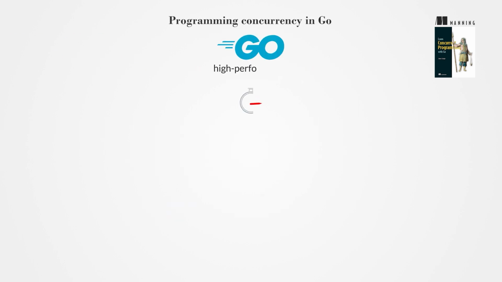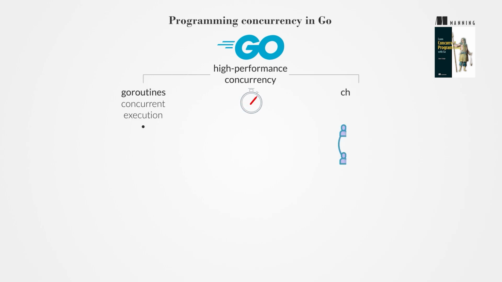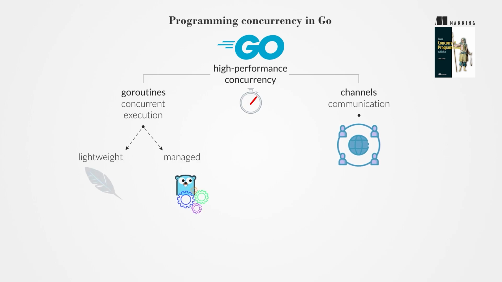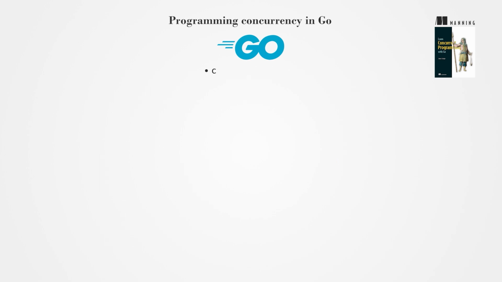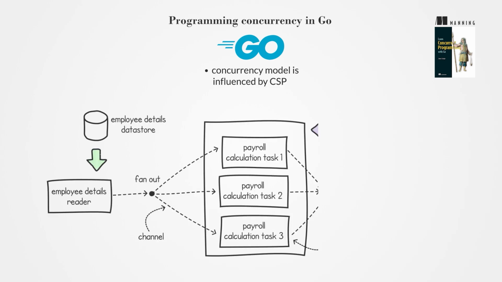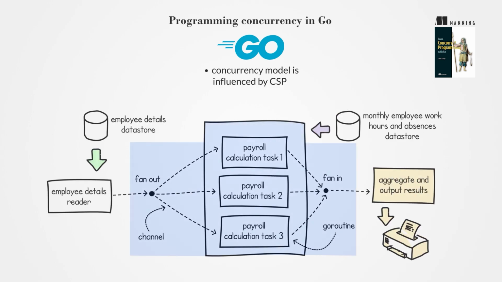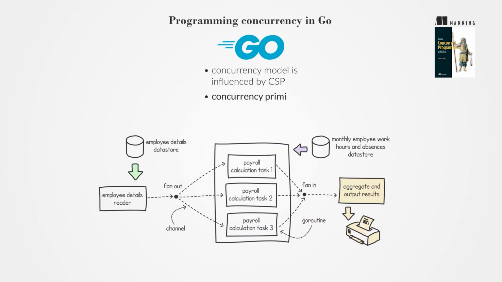Go is designed for high-performance concurrency, featuring goroutines for concurrent execution and channels for communication. Goroutines are lightweight and managed by Go's runtime, simplifying concurrent code writing and scaling with hardware. Go's concurrency model is influenced by CSP, focusing on synchronized channels to minimize race conditions. It also includes traditional concurrency primitives for scenarios where using memory sharing is more appropriate.